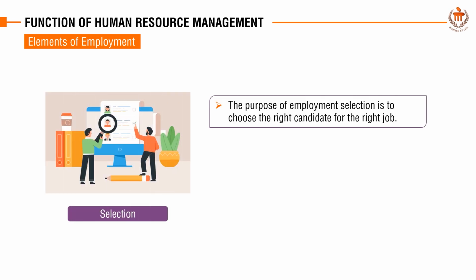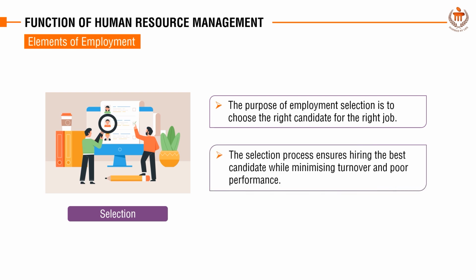The next step under the elements of employment, under the employment function of the HR department, is selection. The purpose of employment selection is to choose the right candidate for the right job. The selection process is crucial in ensuring that the organization hires the best possible candidate and minimizes the risk of turnover, poor performance, and other negative outcomes.